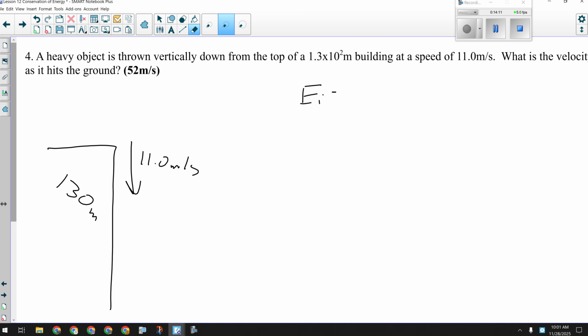Okay, EI equals EF. Initially, do I have both kinetic and potential energy? I have height and I have speed, so I have both. So I would say EP initial plus EK initial equals. At the end, when it's on the ground, it only has EK, because it doesn't have any height when it's on the ground. So I can just write EK final here. Now I can put in my formulas.